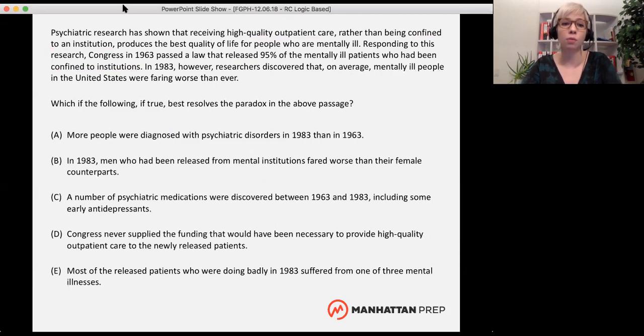Yeah, so released from institutions, I love the way that Matt put it. Just because you're released from an institution doesn't necessarily mean you're providing high quality care. Since we're short on time, we'll just cut to the chase. D was the one that addressed that. If we didn't provide the funding necessary to provide high quality care, then that comparison we were looking at in the first bit of given information wasn't relevant. Releasing from an institution doesn't guarantee that you're going to have better outcomes.